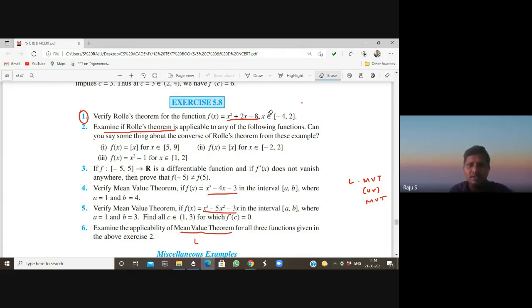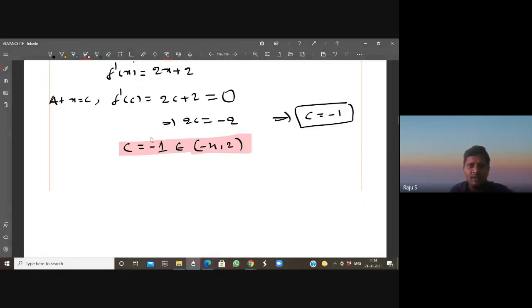For the first question, finally, we got c is equal to -1. -1 must belong to the given interval. Therefore, hence we can write, hence Rolle's theorem verified.